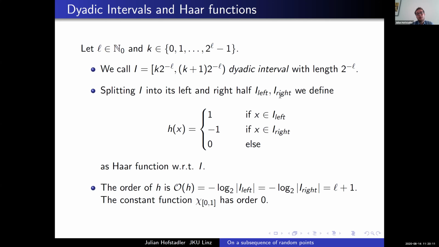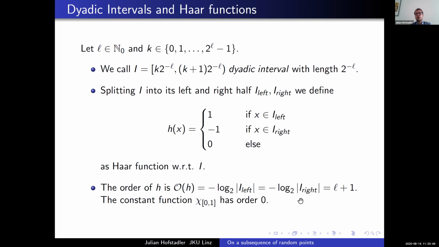These left and right parts of I are again dyadic intervals, but they have just half of the size of I. So in particular, they would have length 2 to the minus L minus 1 in this case. And this is also how we can define the order of H. If H has exactly this form, then the order is L plus 1, and it comes exactly from the length of the left and right half. And moreover, this allows us to define the constant function as a half function of order 0.